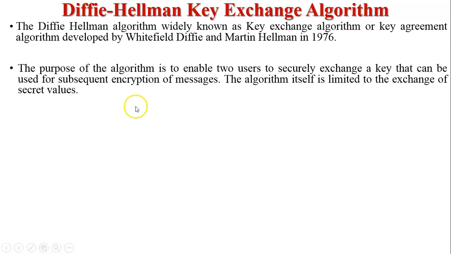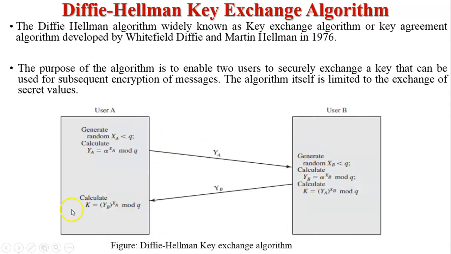The meaning of this paragraph is seen in this figure. Here is user A and here is user B. Maybe user A is the sender and user B is the receiver, or maybe both are senders and receivers, and both want to exchange messages. Before exchange, the messages will be encrypted, so a hacker or attacker cannot capture the message.